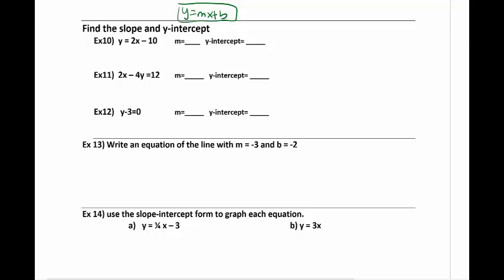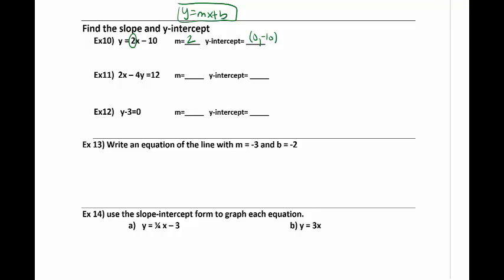Number 10 is already in the form. So the coefficient of the x is my slope. Be careful, it's not 2x, it's 2. The point 0, comma, negative 10 is my y-intercept. As long as it's solved for y, you can pull this directly off.